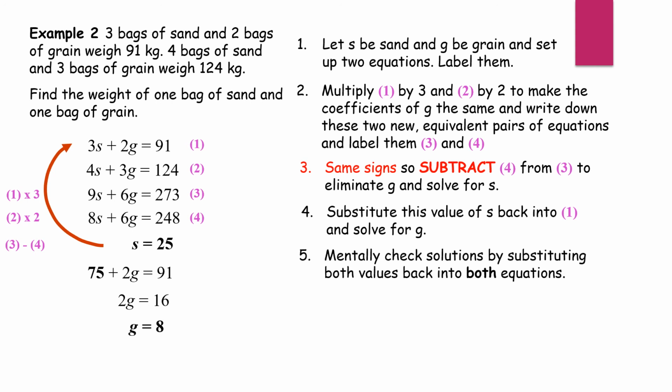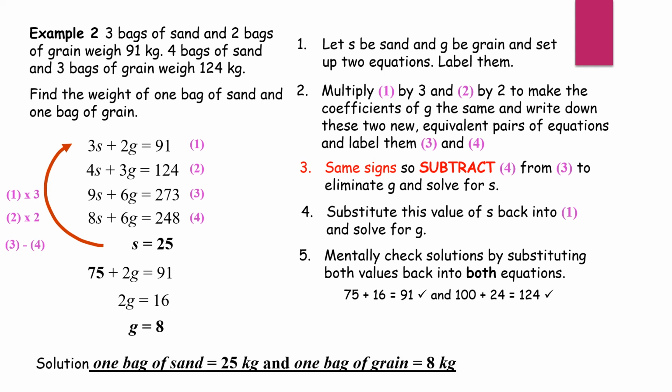Now we need to mentally check our solutions by substituting both values back into both equations. So if we do 75 plus 16, it does make 91. And if we do 100 plus 24, it does make 124. So our solution works with both equations. And then we need to write down our answer to the question. So one bag of sand is 25 kilograms and one bag of grain equals 8 kilograms.